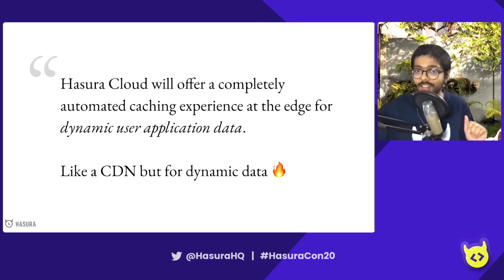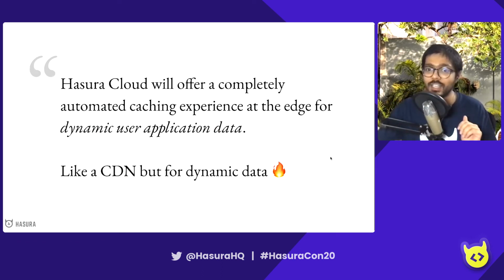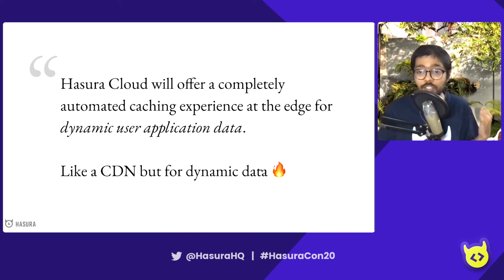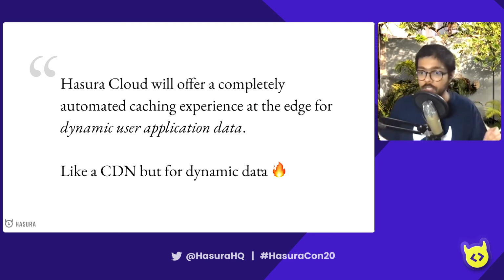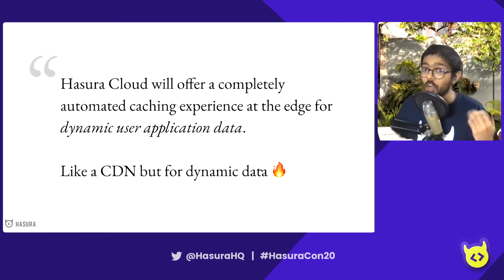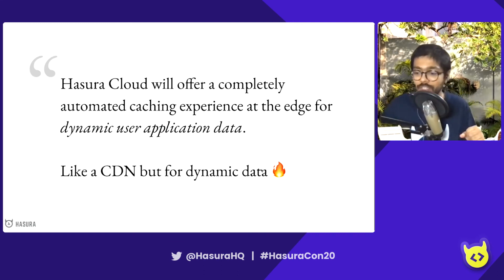But coming back to this, which was an important announcement for me to make: our aim with Hasura Cloud is to offer a completely automated caching experience at the edge for dynamic user application data, right? Not just dynamic data, but dynamic user application data. To us, this is solving the problem of a CDN, but for dynamic data. This is tremendously exciting. We've made our first step, which will go a long way for a lot of applications, and we'll keep improving on this over the next few months and years.